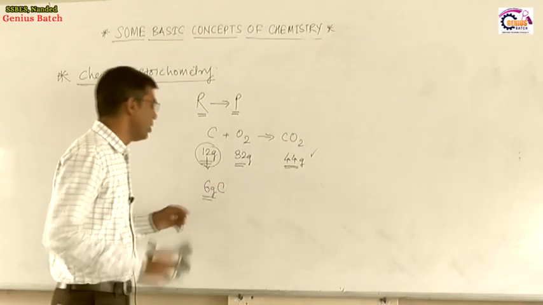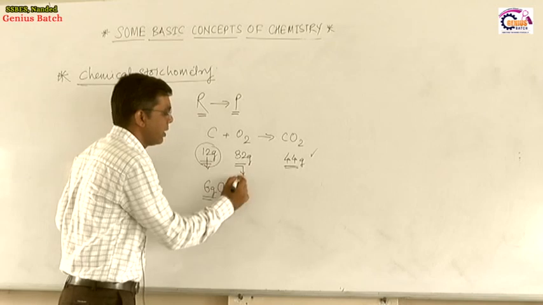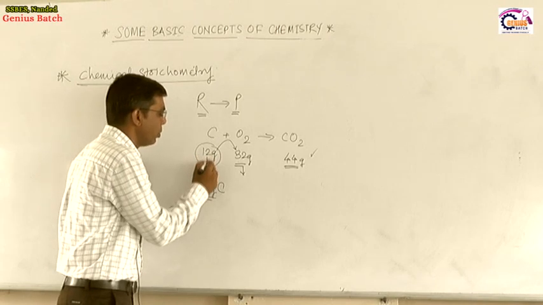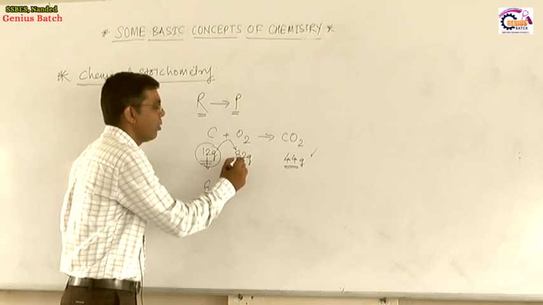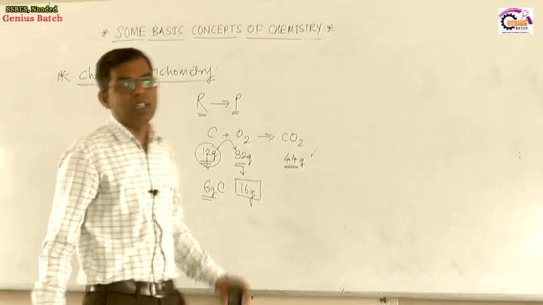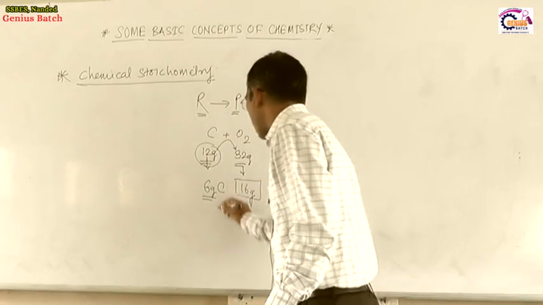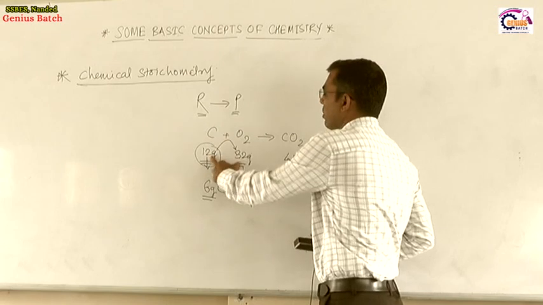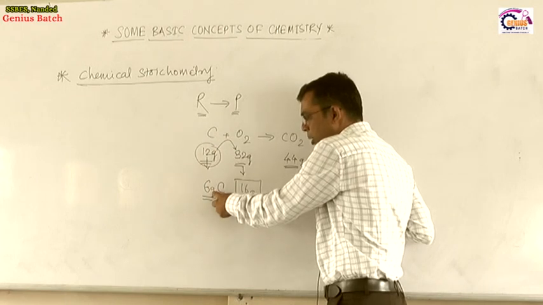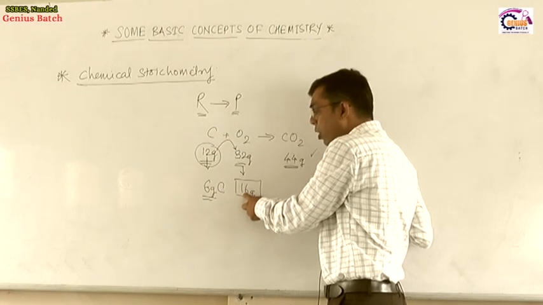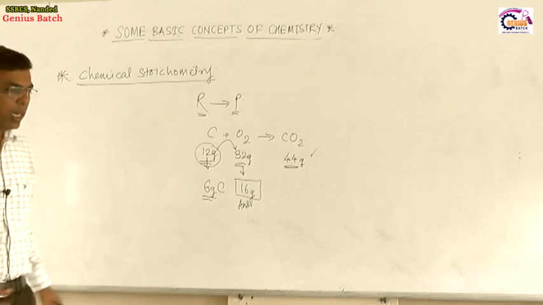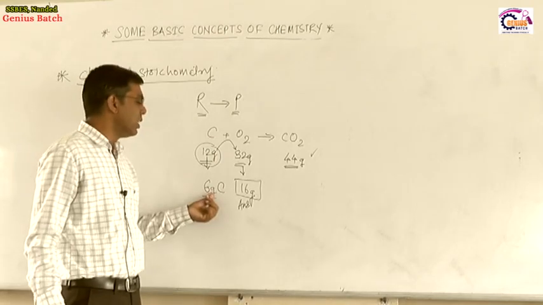Then from this equation you will tell me the answer. If 12 grams of carbon requires 32 grams of oxygen, then if we reduce this amount to half, automatically the other amount will also be halved, and our answer will be 16 grams of oxygen. So for combustion of 12 grams of carbon, 32 grams of oxygen is required, but for combustion of 6 grams of carbon, 16 grams of oxygen is required. So this is our answer. How much oxygen is required? 16 grams of oxygen is required for combustion of 6 grams of carbon.